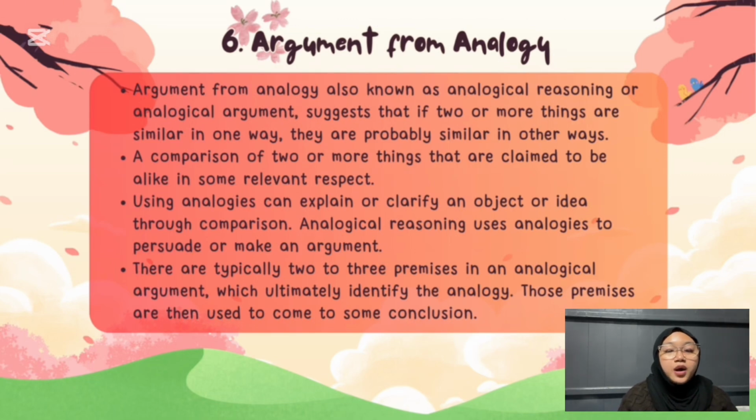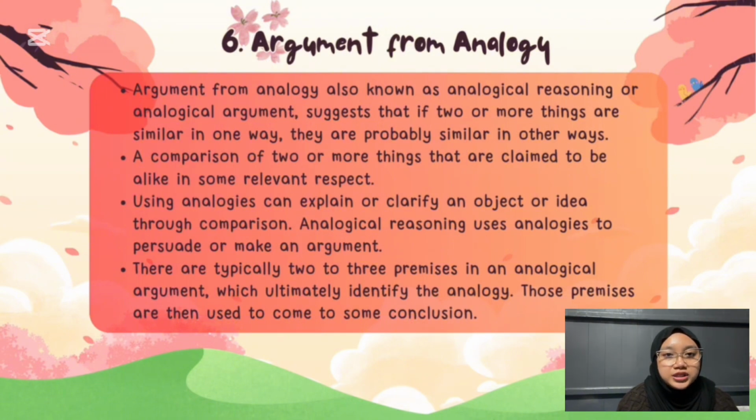How to use analogies effectively. Analogies can be powerful tools for explanation and persuasion. So here's how to use them effectively. First one, clarifying concepts. Analogies help explain complex ideas by relating them to something more familiar. For example, comparing the structure of an atom to a solar system can help illustrate how electrons orbit the nucleus, making the concept more accessible.